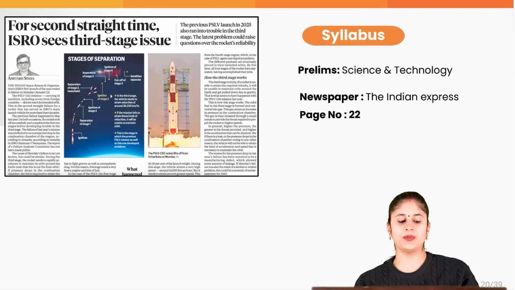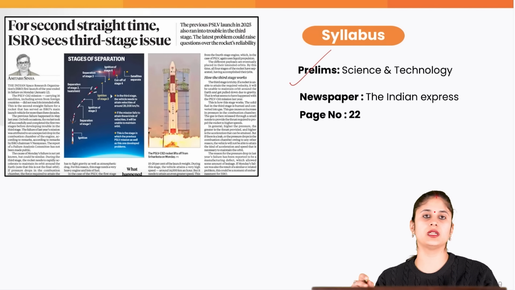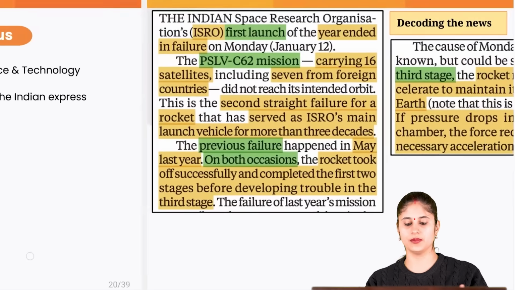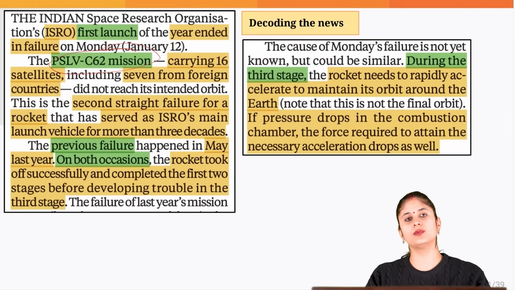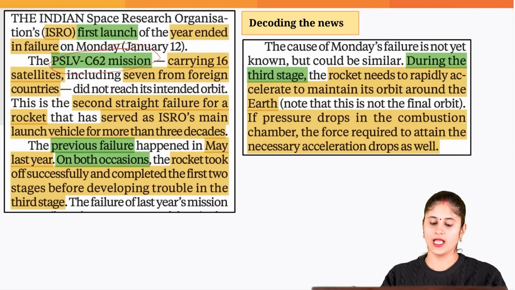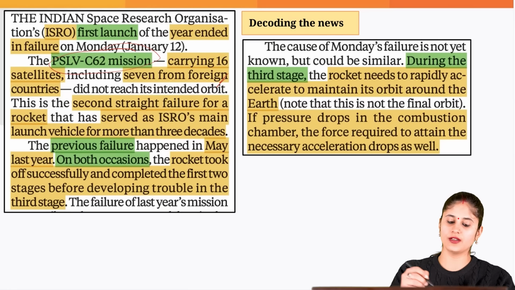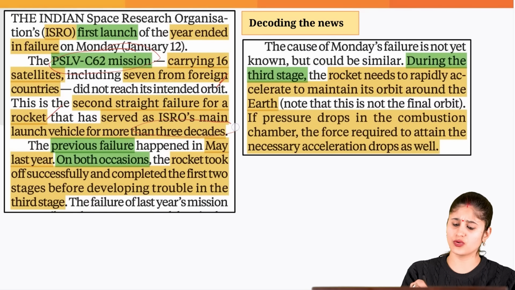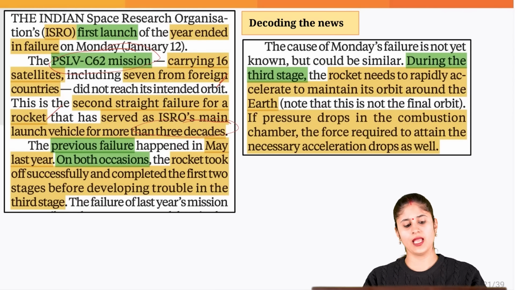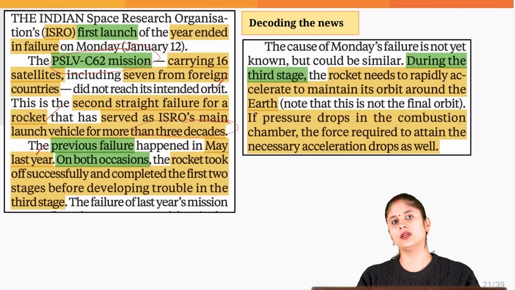Now, sadly, the PSLV C62 mission has failed. This particular topic you can associate with the science and tech portion of your prelims syllabus. This PSLV C62 mission was carrying 16 satellites, and 7 were from foreign countries. This is the second straight failure of this PSLV rocket, which has served ISRO for 3 decades. Last year, we also saw the failure of the third stage in May 2025.